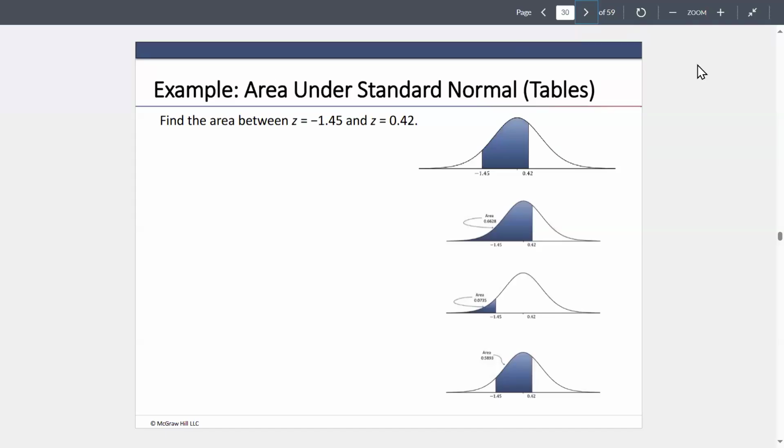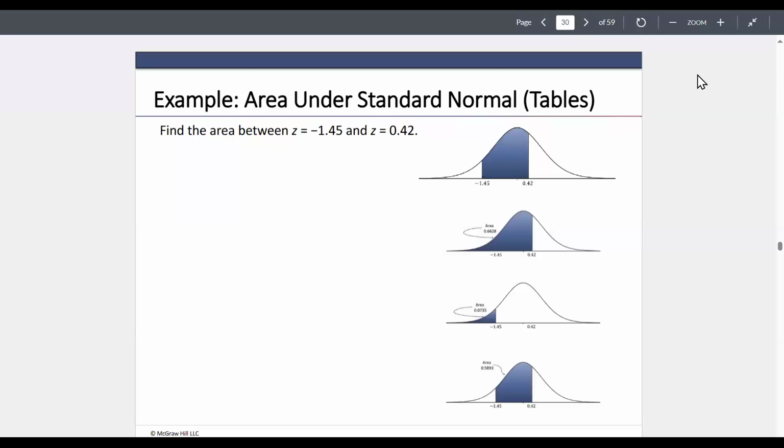Sometimes we're going to find the area that is between two z-scores. In this case, we want the area that is between a z-score of negative 1.45 and 0.42. So what we're looking for is this area here. That area is represented as the probability that my z-score is in between these two numbers.